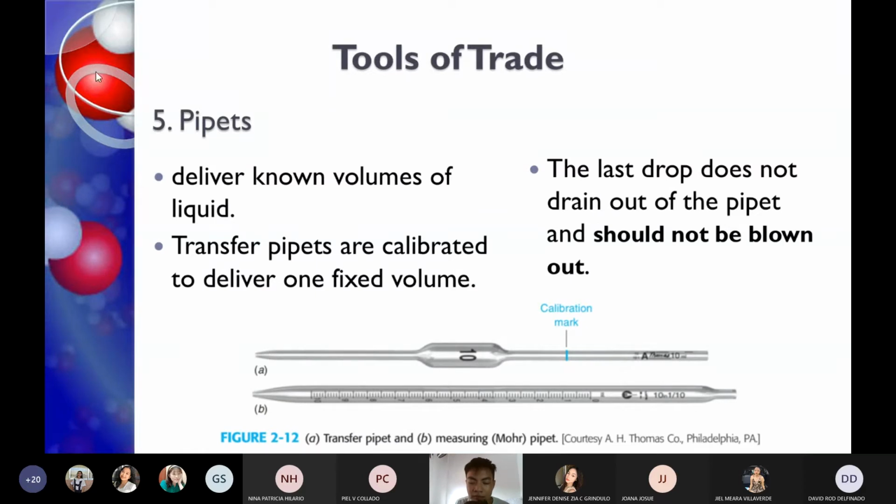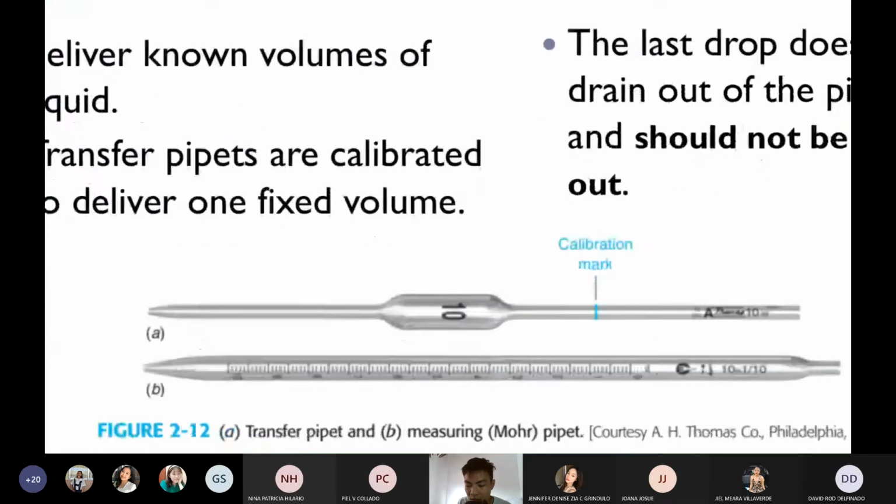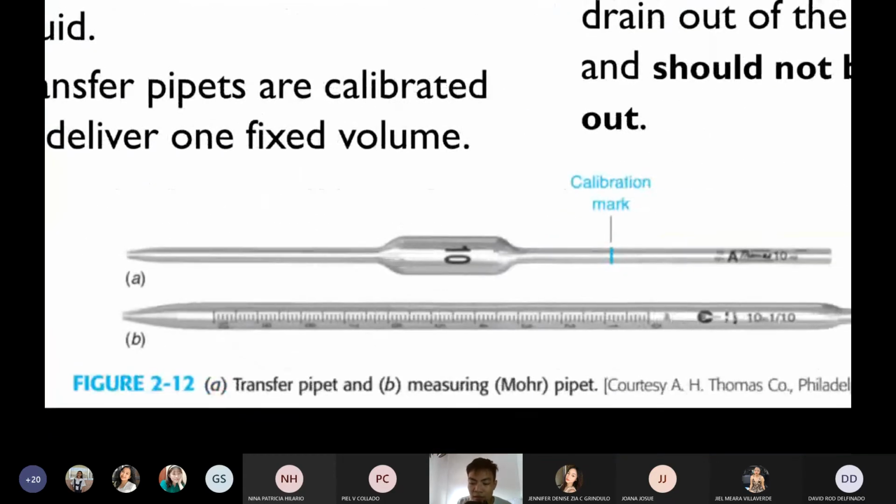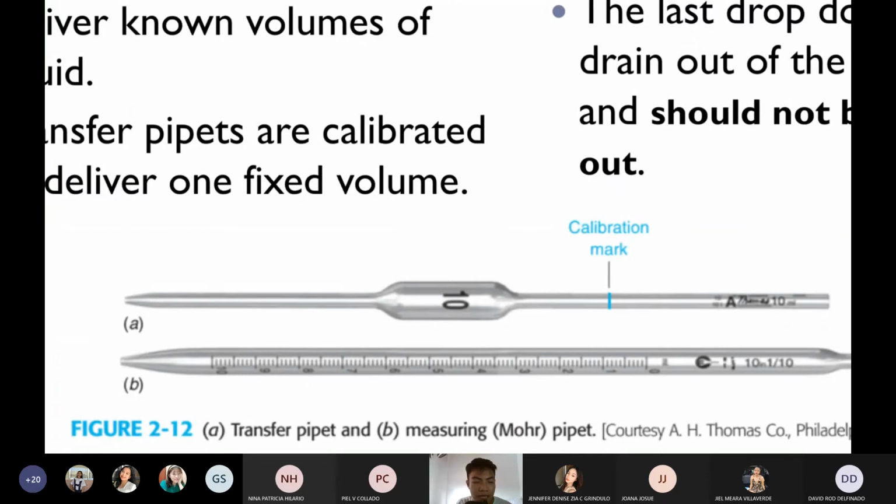Pipettes are used to deliver known volumes of liquid, and ang mangyari dyan, may dalawang uri ng pipette, no? We have a transfer pipette and a Mohr pipette, no? Ano yung difference ng dalawa? When we use transfer pipette, it can only deliver one specific volume. Kasi iisa lang yung mark niyan, eh. So you have to fill it up to this mark, meaning 10 ml yon. Then yun lang yung pwede niya i-transfer up to 10 ml.